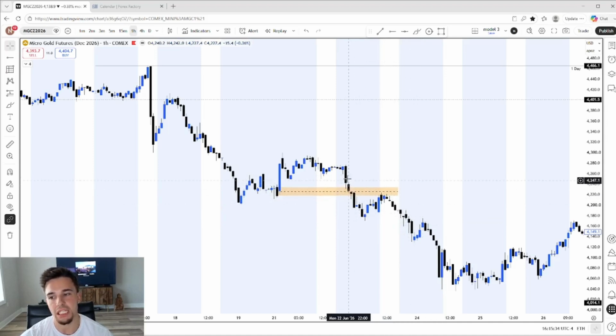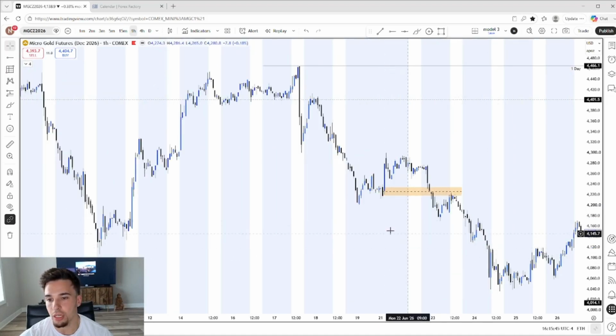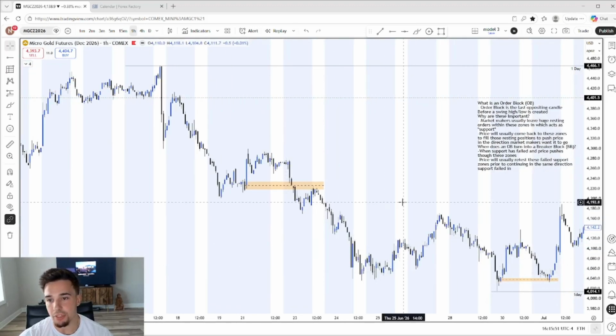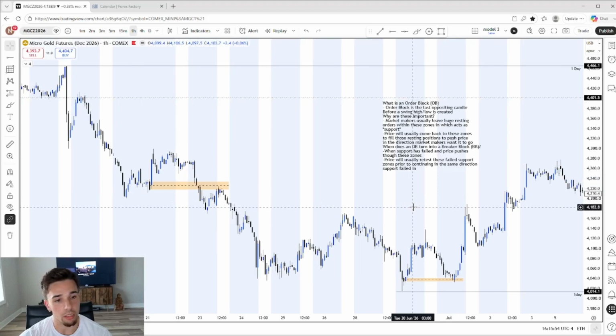So as you can see here, the support fails, price comes back up, retests that new resistance level, and then continues lower, and you could have taken any short targeting any one of these external lows that were formed over here, right? So that is the difference between an order block and a breaker block.